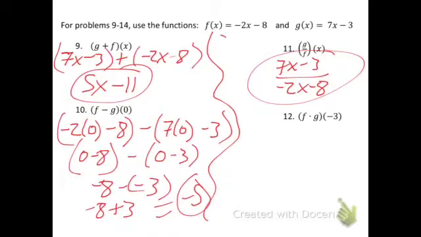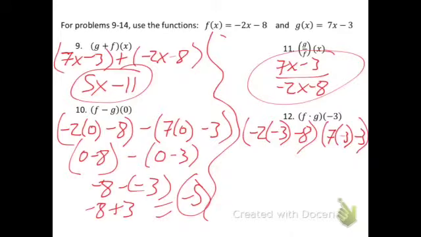On 12, we got to do f times g. And this time we can do it because you're going to put the negative 3 in for all your x's. So we're going to write down, instead of x, negative 3 on our functions. 7 times negative 3 minus 3. Okay? Negative 2 times negative 3 is positive 6. And 7 times negative 3 is negative 21. Gotta subtract 3 on the end.